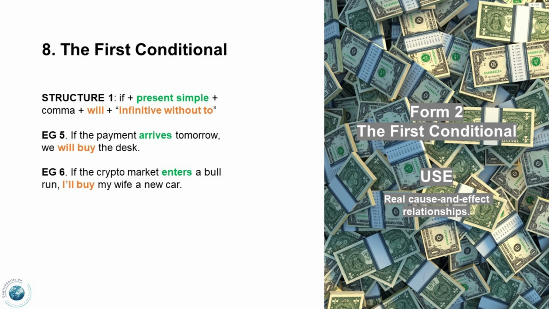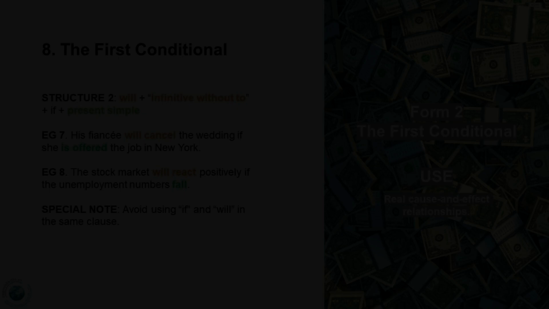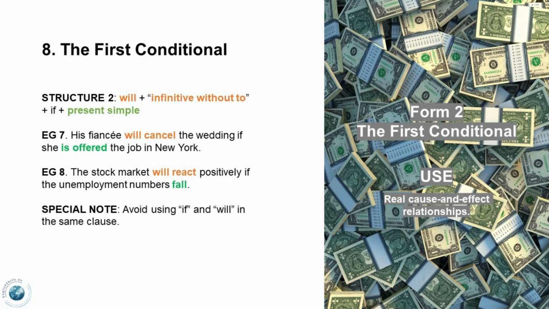Example 6. If the crypto market enters a bull run, I'll buy my wife a new car. Lucky lady. Let's hope the speaker is not lying. And let's get rolling, crypto bulls. Structure 2. Will plus infinitive without to, plus if plus present simple.